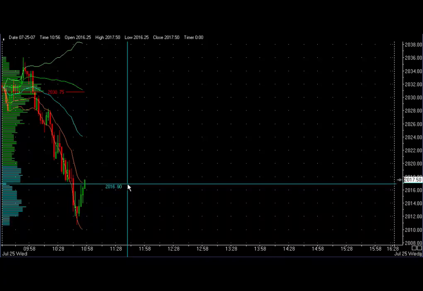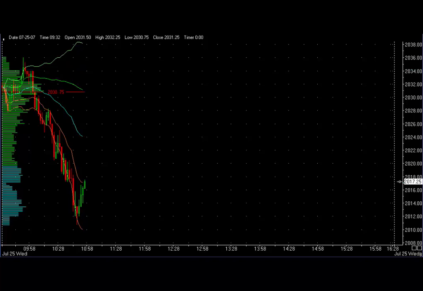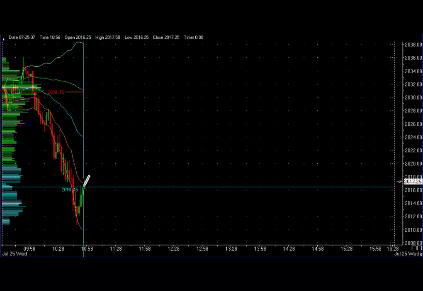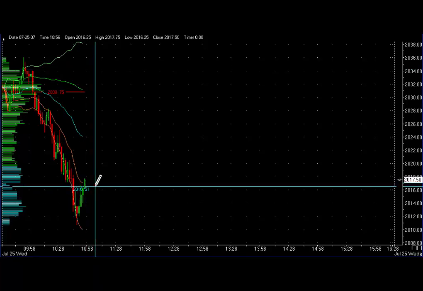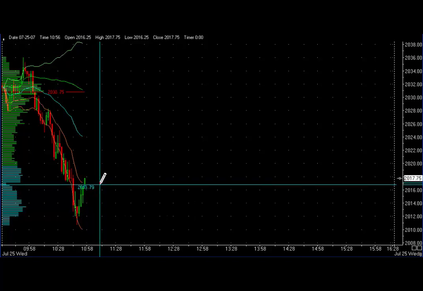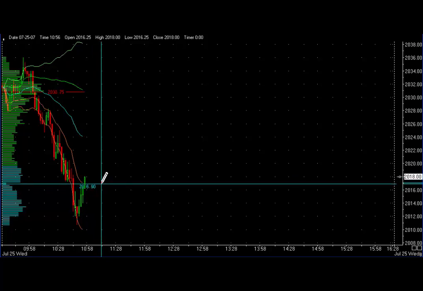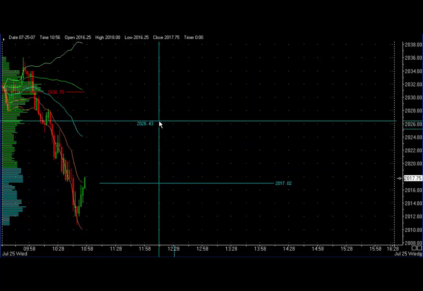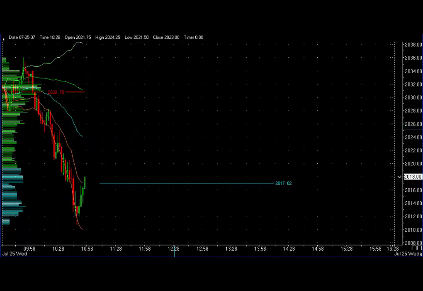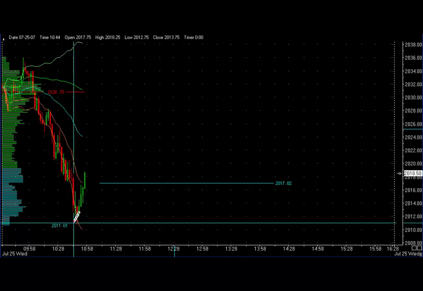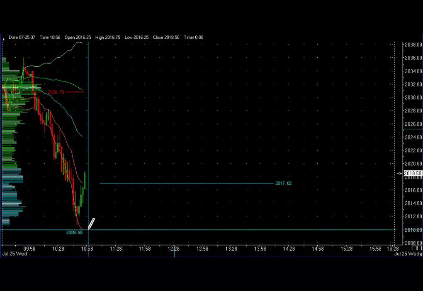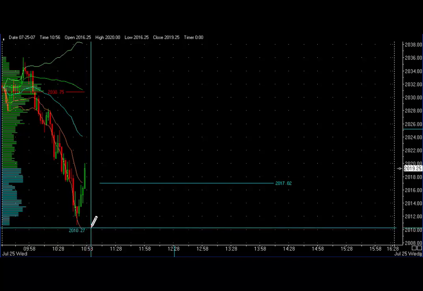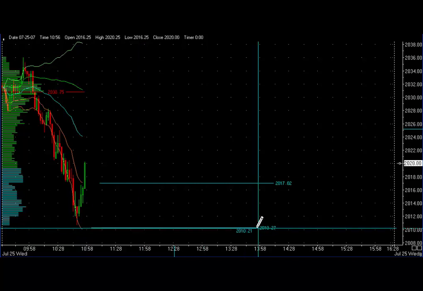Okay, we're in the trade. 2017. That's his entry point. 2017. So let's put that on here. There is his entry point, and his profit target will be down at 2010, so we'll go one tick above that, 2010.25.